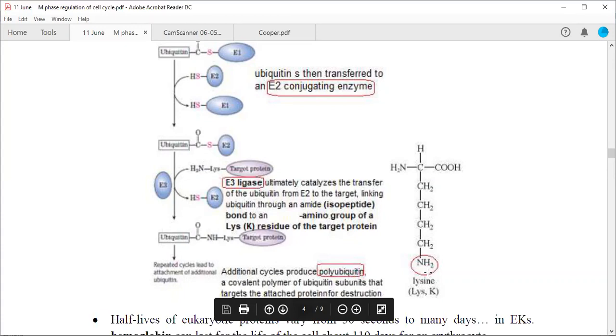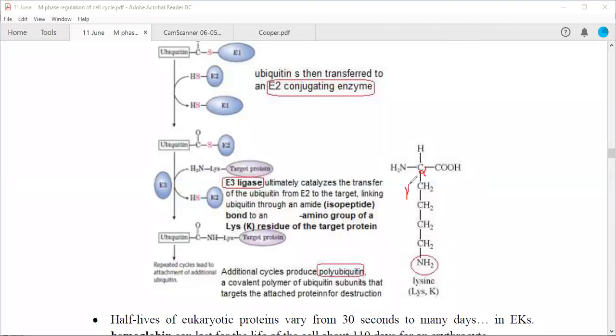Now the important point to note is that this particular amino group is not from the alpha carbon, so it will not be called a peptide bond or amide bond. This is called an isopeptide bond because this is an amino group, but not over the alpha carbon. It is over the epsilon carbon. So I would like to annotate here: this is alpha, this is beta, this is gamma, this is delta, and this is epsilon. This epsilon amino group will form a bond with your ubiquitin glycine. Here it is glycine, here it is lysine.